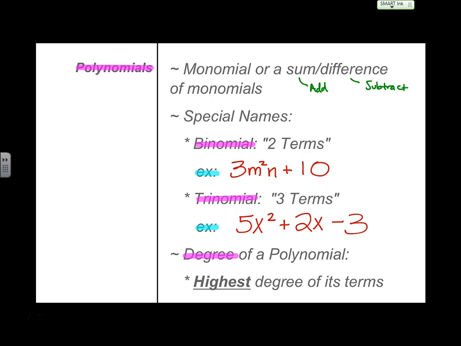What do I mean by terms? How many monomials are there in this expression? Two. Terms are separated by plus or minus. So it's not a monomial, there are two. So it's a binomial. How about the next example? How many are there? Three. So it's called a trinomial. Now, could there be 4 or 5 or 6? Yes.